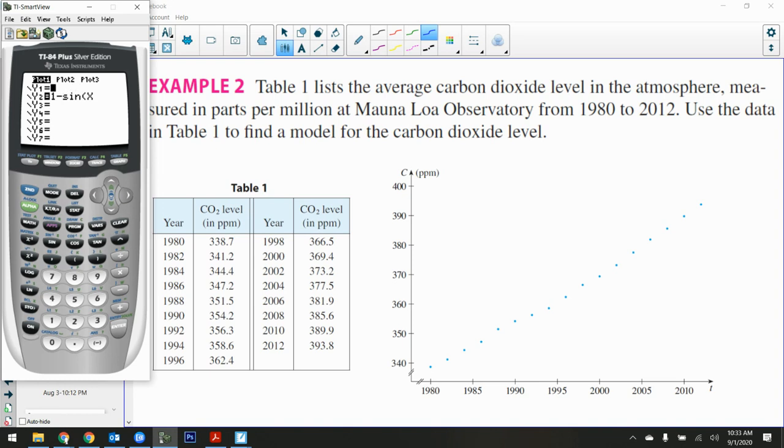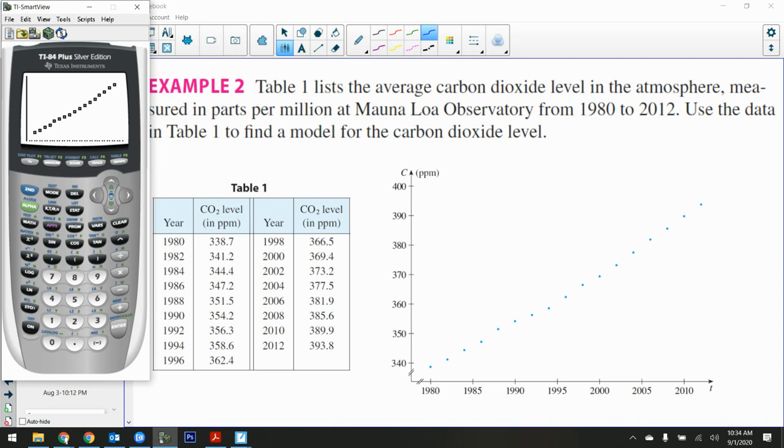Okay, but you want to clear out anything that's in your y equals, and you want to make sure your plot is on. And then you hit zoom, and then stat, zoom statistic. And that'll give you your scatter plot. You can obviously see it on the screen. That was the one provided in the book.